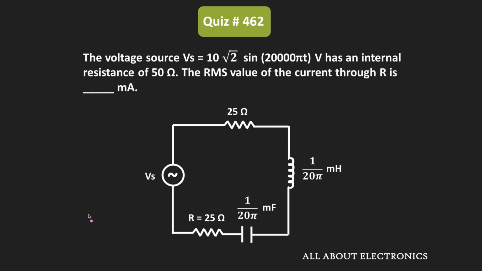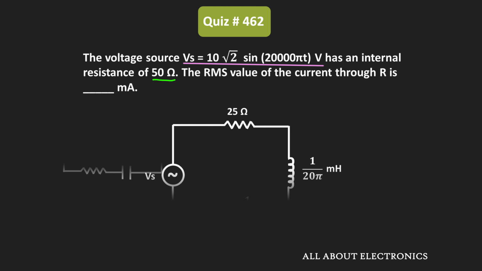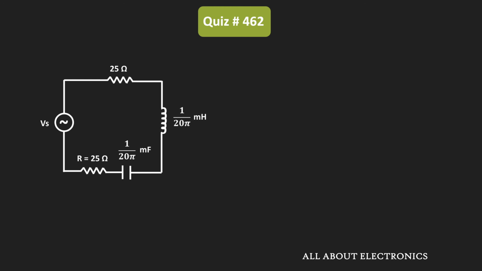So in this question, we have been given this circuit and this voltage source is applied to the given circuit. The internal resistance of this voltage source is equal to 50 ohm. Here we have been asked to find the RMS value of the current which is flowing through this resistor R. In this circuit, this sinusoidal voltage source is applied as an input. So let's say because of this, some current I is flowing through the given circuit.